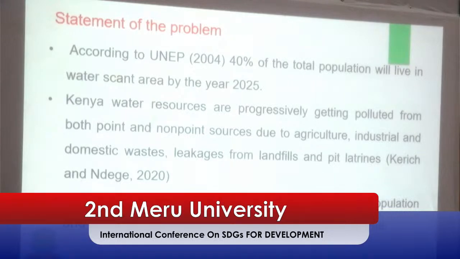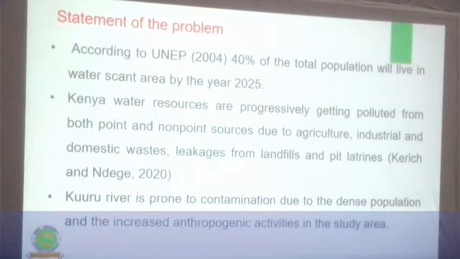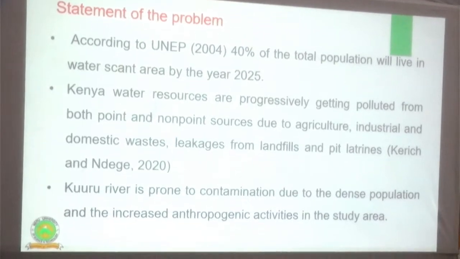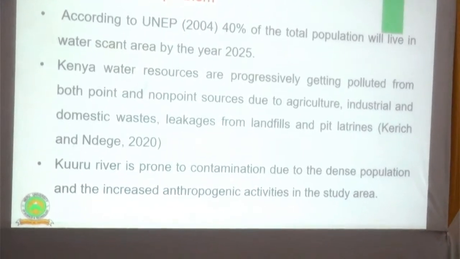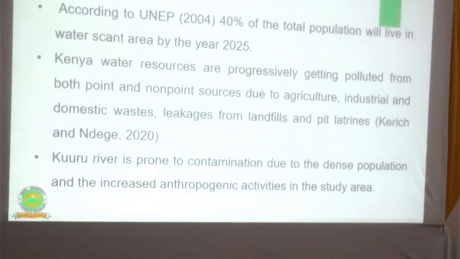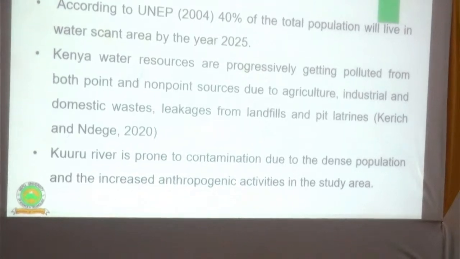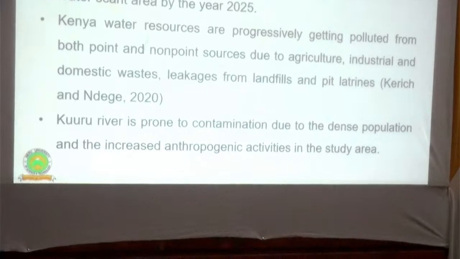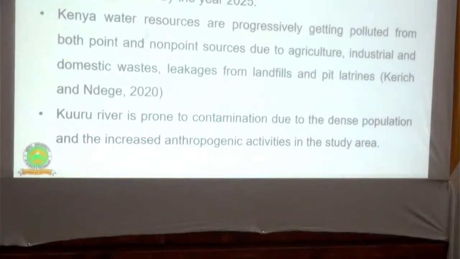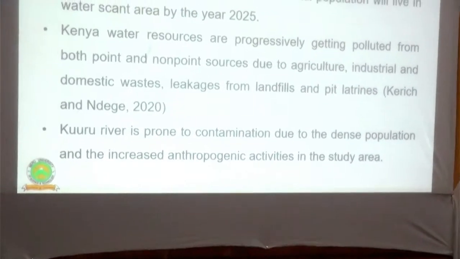Kenya's water resources are progressively getting polluted from both point and non-point sources due to agricultural, industrial and domestic waste, and also leakages from the pit latrines, which are mainly used in our rural areas. Kuru River is prone to contamination due to the dense population and the increased anthropogenic activities in the study area.